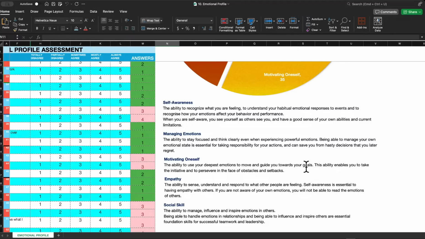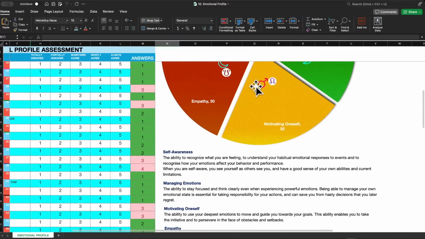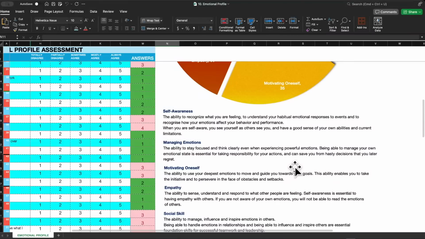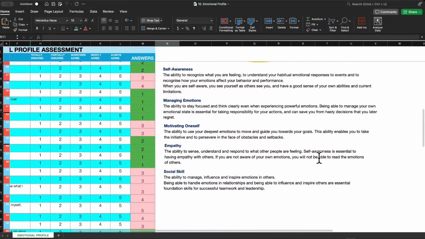Now, movement astrologically is only Mars and Rahu. Moon does not move. Jupiter does not move. Right? It's only Mars and Rahu that move. Although people do not associate emotion with this, to motivate oneself is a little beyond emotions. So the ability enables you to take initiative and to persevere in the face of obstacles and setbacks.